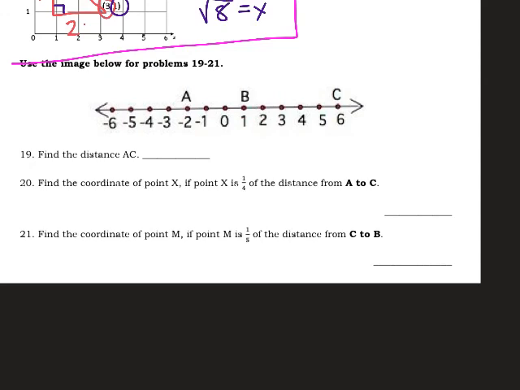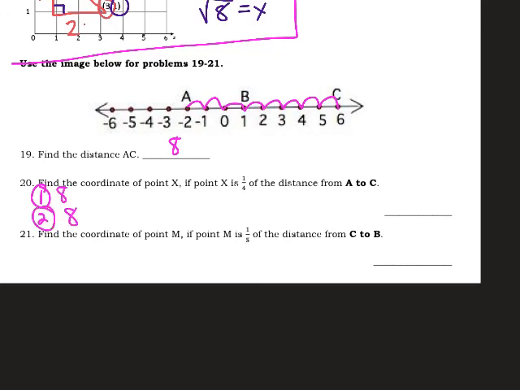So it says, use the image below for problems 19 through 21. First, find the distance from A to C. So we're going to count. 1, 2, 3, 4, 5, 6, 7, 8. Okay? The next one says, find the coordinate of x if a point is a fourth of the distance from A to C. So your first step is to always find the distance. Well, we just found it. What's the distance from A to C? 8.